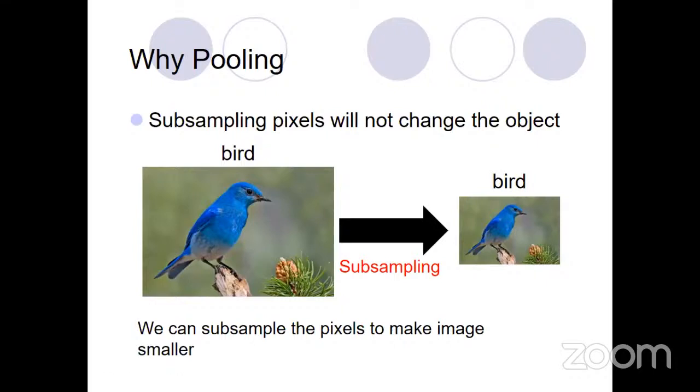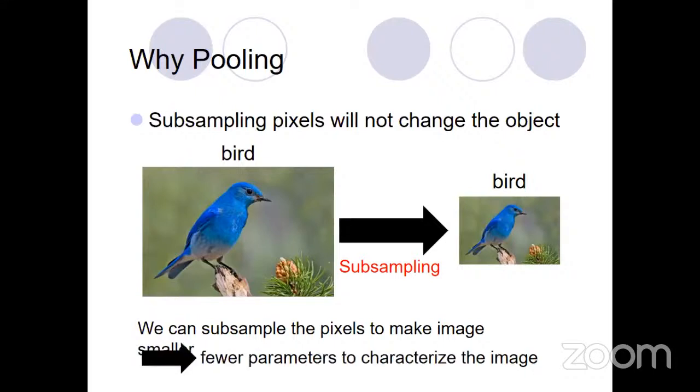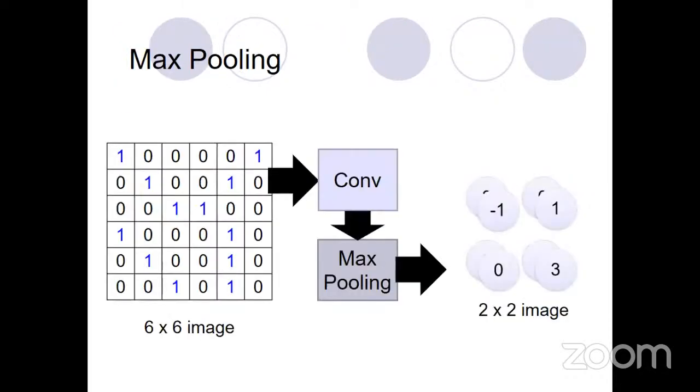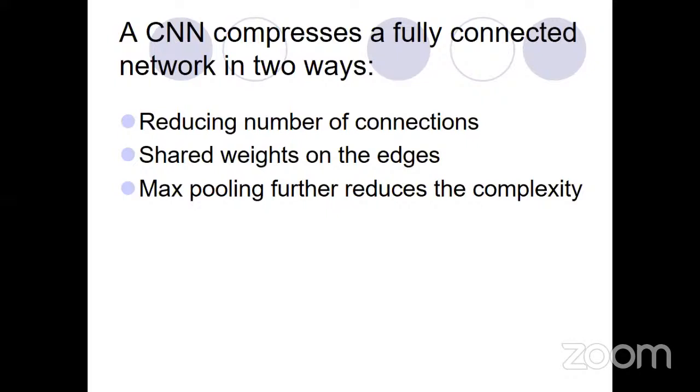So all we are trying to do is reduce the size of the image while retaining the original information in the image using pooling. In summary, we want to use fewer parameters to characterize the image. CNN generally does all this together. First, it reduces the number of connections. Second, it gives you shared weights on the edges. And third, since we are going for max pooling, the size of the image gets reduced, so the complexity of the operation also gets reduced.